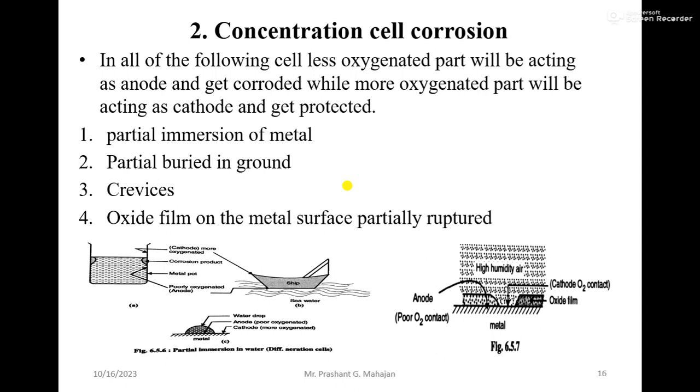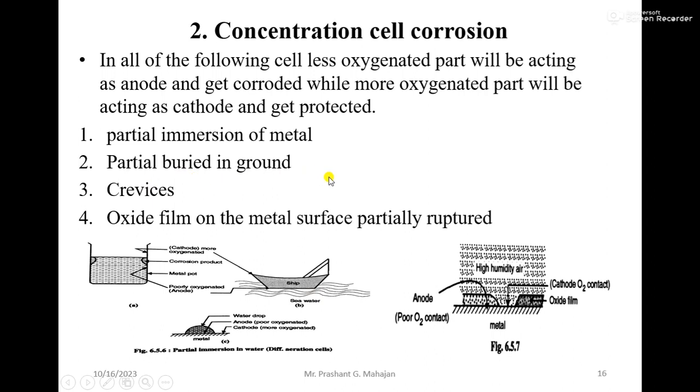That means the part which is below water line level will be acting as anode, and the part which is above water will be acting as cathode. Second example is given there, that is ship hull. It is partially dipped in the sea water, that is, the part which is below sea water will be acting as anode, that is poorly oxygenated, and the part which is above the sea level will be acting as cathode and gets protected. Next is partially buried in the ground.